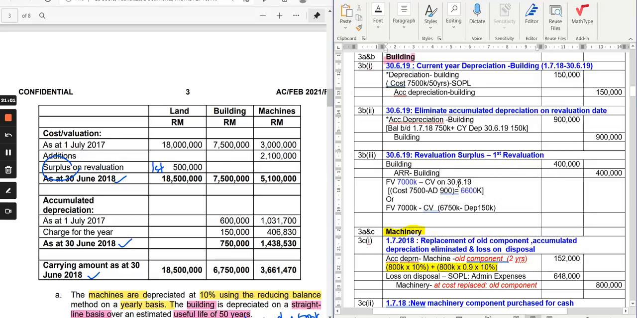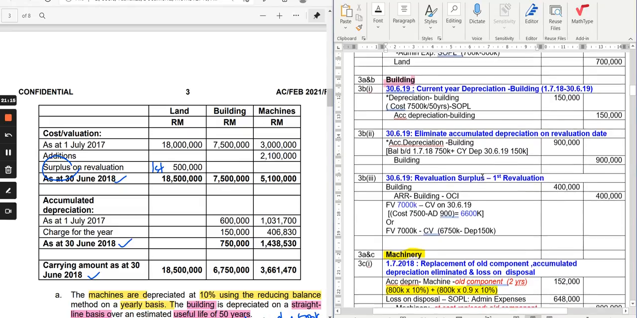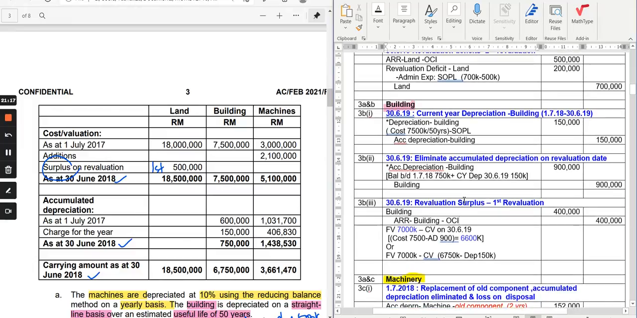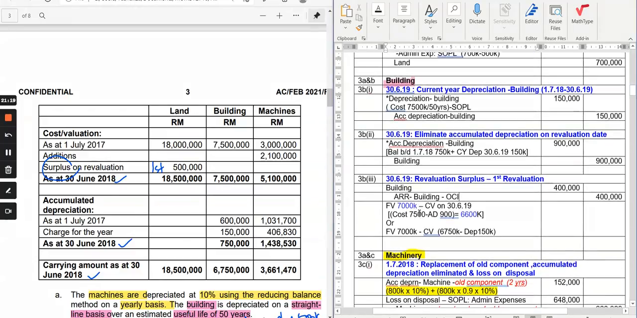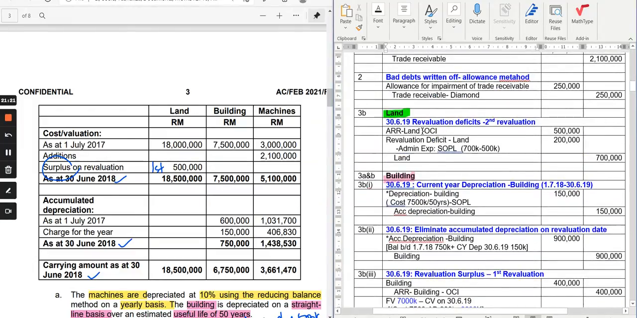Debit building, credit asset revaluation reserve, which means that this also needs to be reported in your other comprehensive income. Remember, here you are going to credit, and you are going to show them in other comprehensive income and add to the other comprehensive income. Next, however, don't get confused with this. This one is where you will reduce that later.